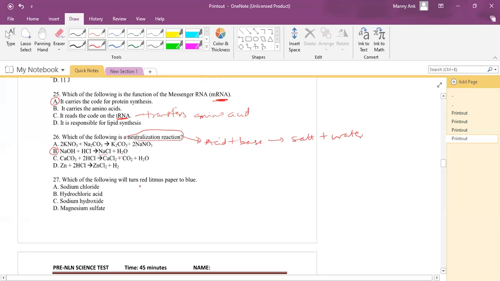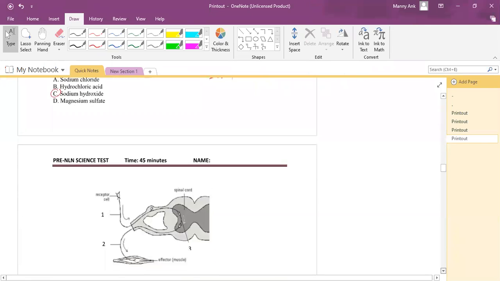27. Which of the following will turn red litmus paper blue? Red litmus becoming blue means you are dealing with a base or alkaline. So a base will turn red litmus blue. Out of this, which one is the base? It's sodium hydroxide. That's the base. So that's the test for acids and bases. An acid will turn blue litmus paper red, right? Opposites.